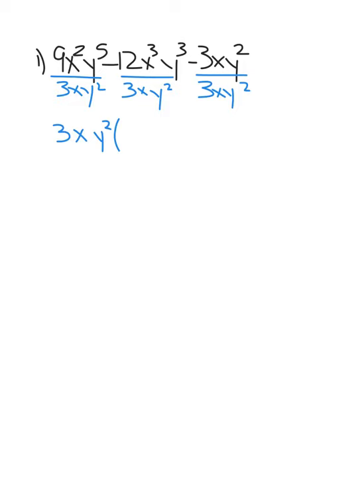And then we do the math. 9 divided by 3 is 3. x squared divided by x is x. y^5 divided by y squared is y to the power of 3. Second term, negative 12 divided by 3 is negative 4. x^3 divided by x is x squared. y^3 divided by y squared is y. And then last term, negative 3 divided by 3 is negative 1. x divided by x is 1. y squared divided by y squared is also 1.